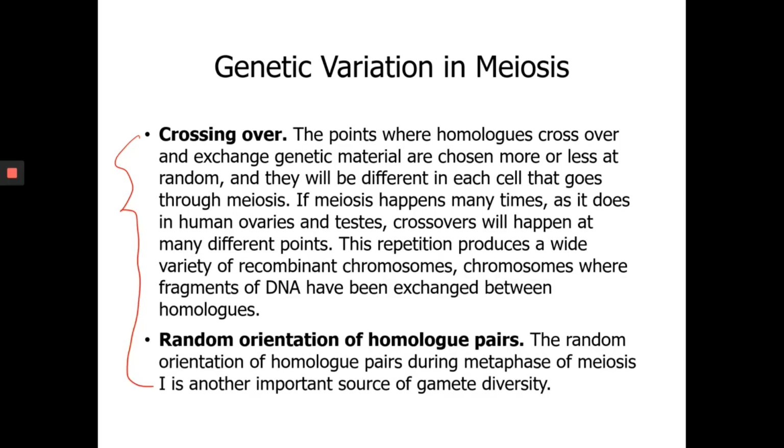So, for example, I may have a question asking you, what are the sources of genetic variation in meiosis? And your answer will be crossing over and random assortment of homologous pairs during which part? Meiosis 1 or Meiosis 2? Meiosis 1, right before Metaphase 1.